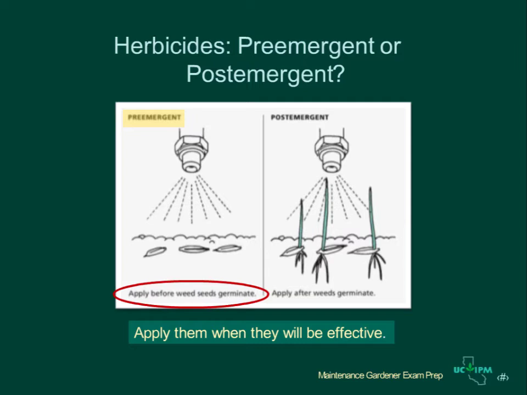Because they don't kill grown plants, they are less likely to injure landscape plants than postemergent herbicides. Postemergent herbicides kill weeds that have green growth visible above the soil. They don't control weed seeds. Apply them after weed seedlings are visible above the soil.